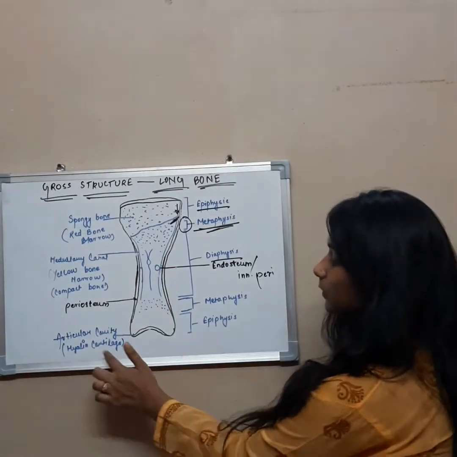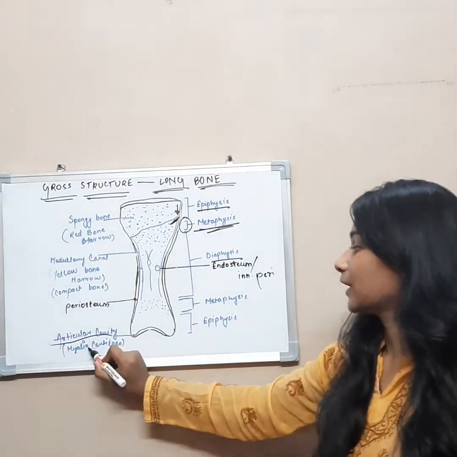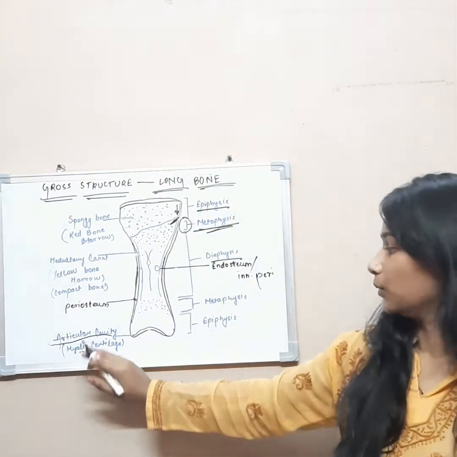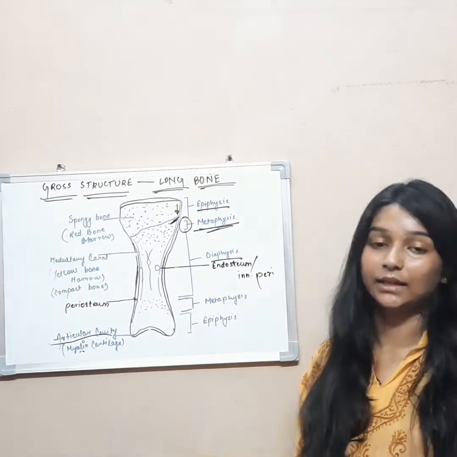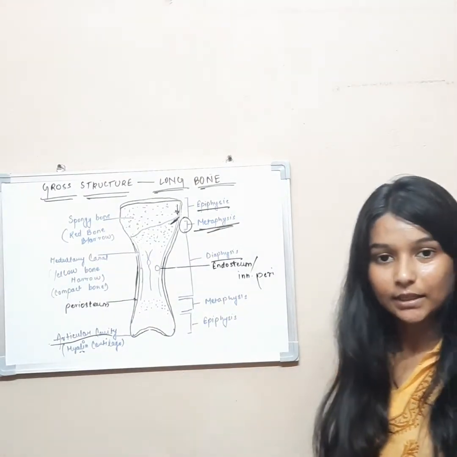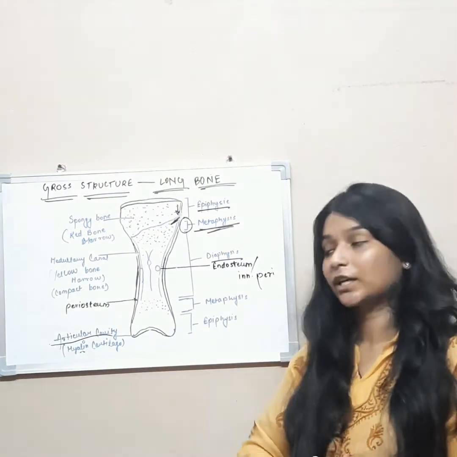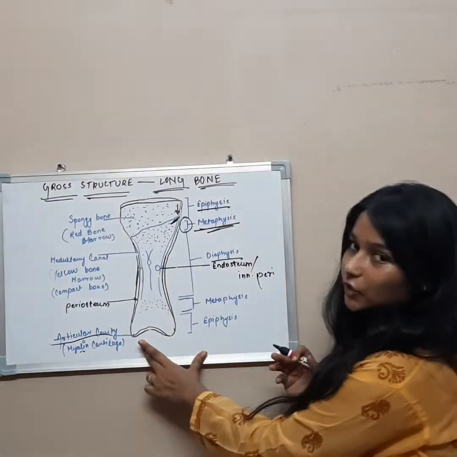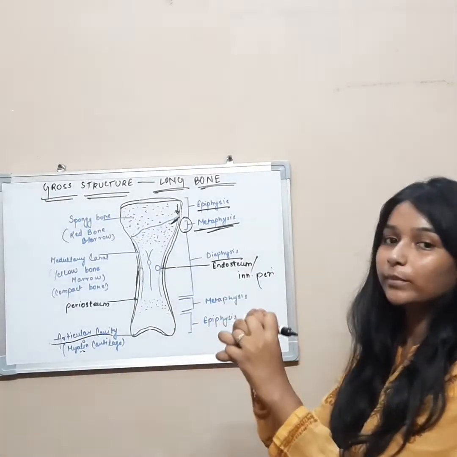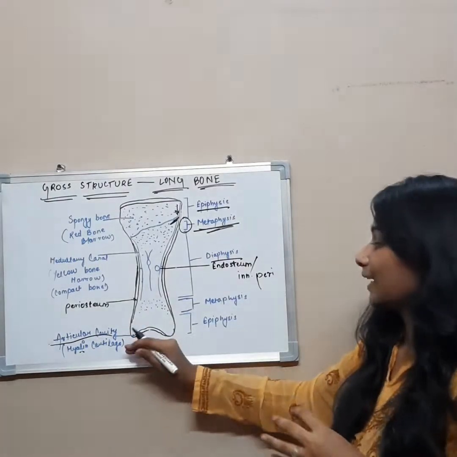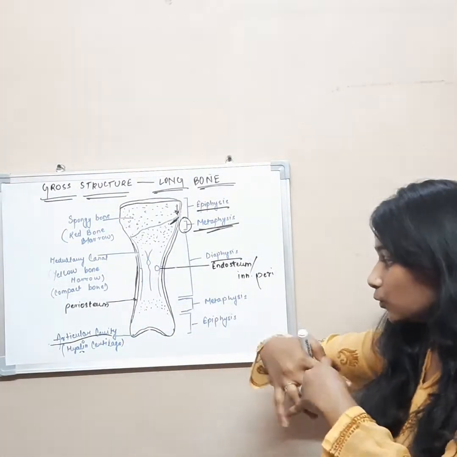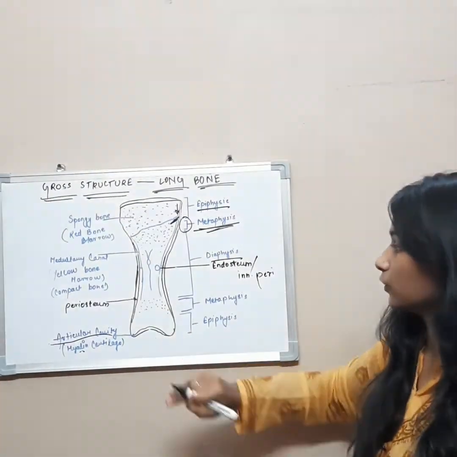Periosteum will never be present at the articular cavity because it comprises hyaline cartilage. What does hyaline cartilage do? Hyaline cartilage helps to resist friction and helps in movement. There will be synovial fluid for the movement because it has to move.